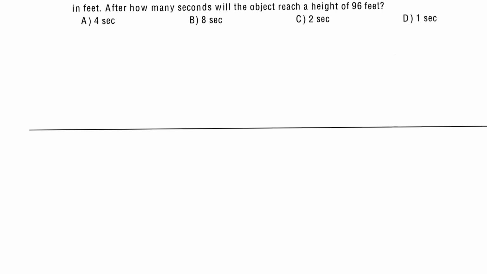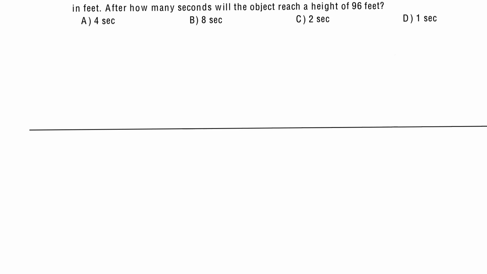If an object is propelled upward from a height of 32 feet at an initial velocity of 64 feet per second, then its height after t seconds is given by the equation h equals negative 16t squared plus 64t plus 32, where h is in feet. After how many seconds will the object reach a height of 96 feet? Now, this is just a kind of plug-in problem where we plug in and then solve it, right? Solve for, in this case, t, which is going to be the seconds.